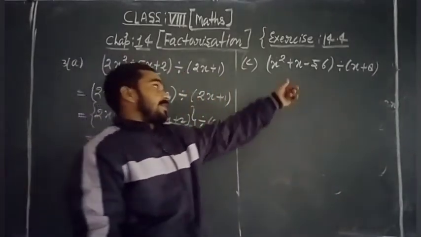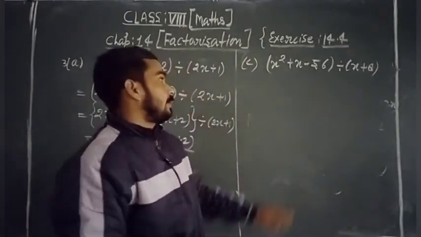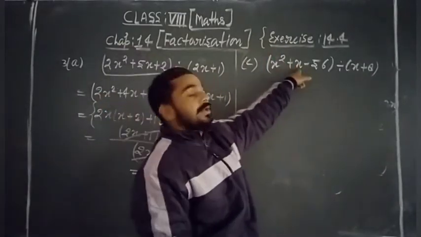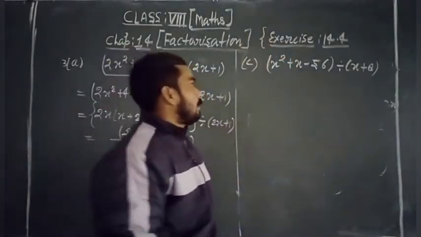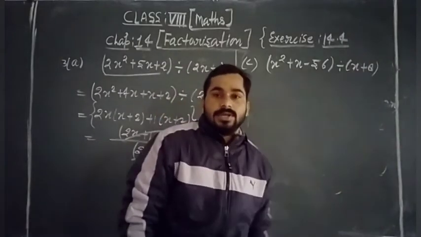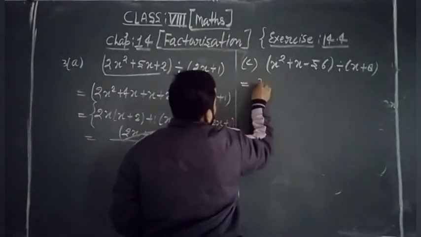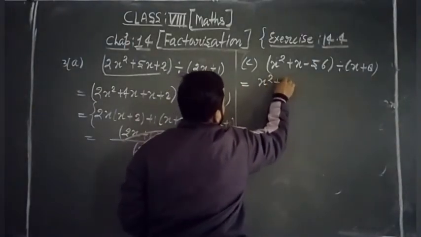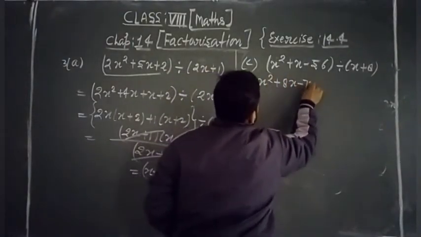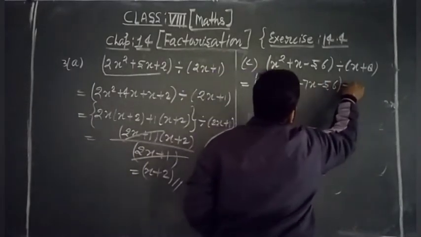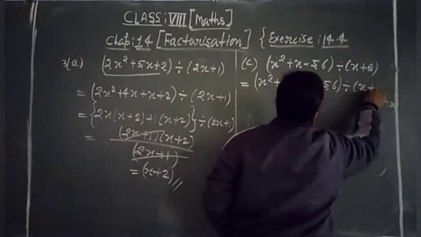So first we have to factorize 56 such that the result is 1, because here we have x only. 8 times 7 is 56, and 8 minus 7 is 1. So right here x square plus 8x minus 7x minus 56, divided by x plus 8.